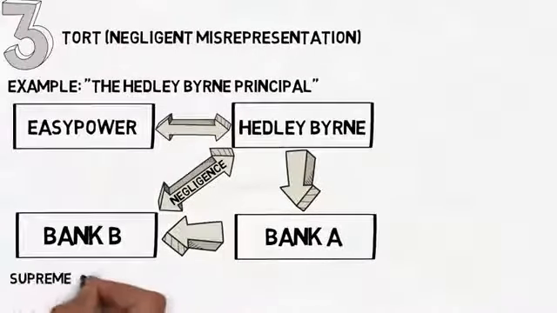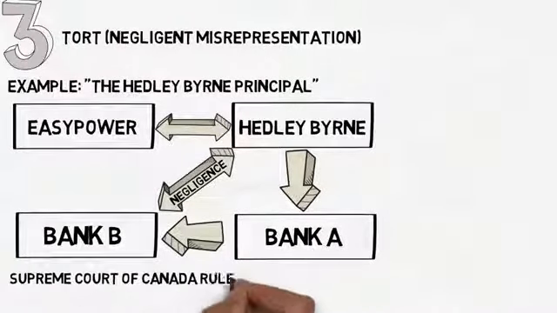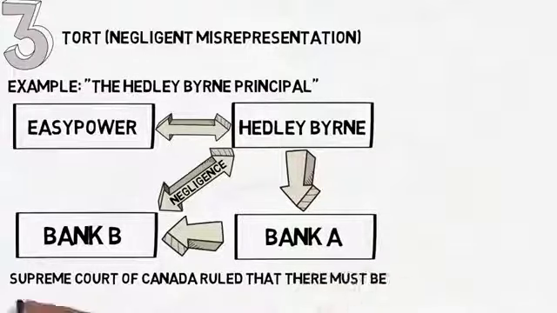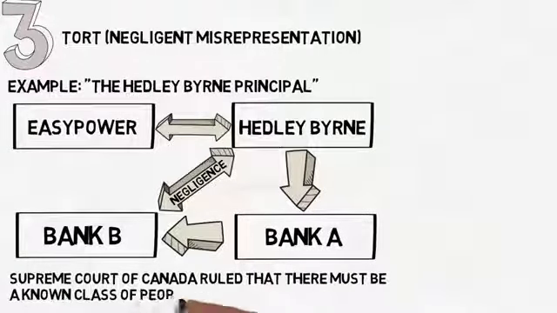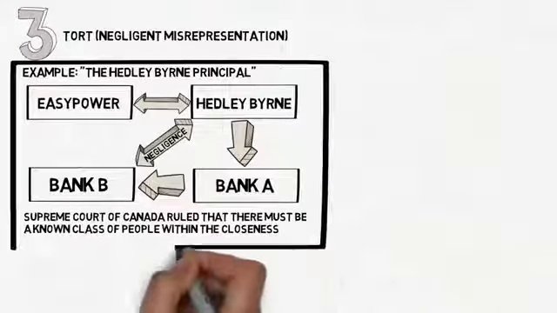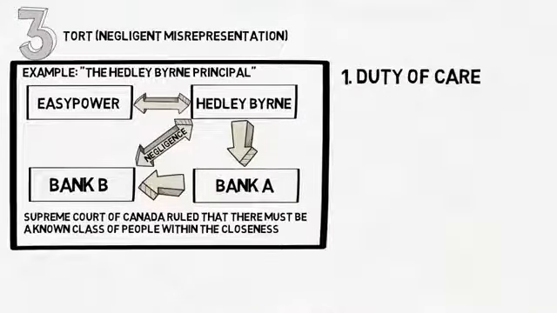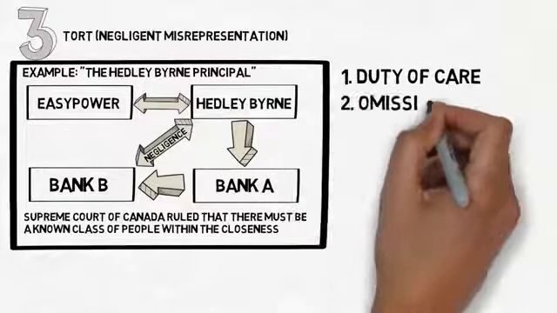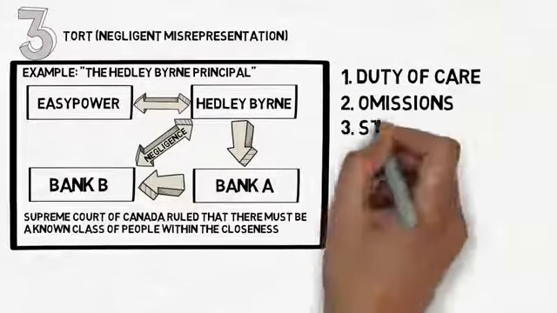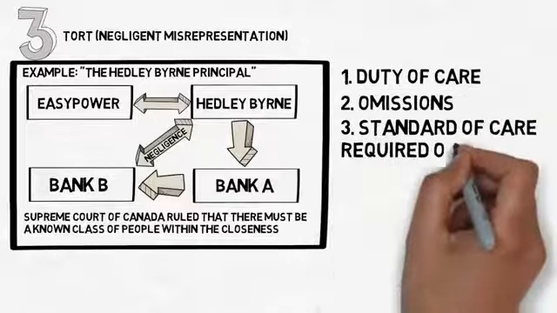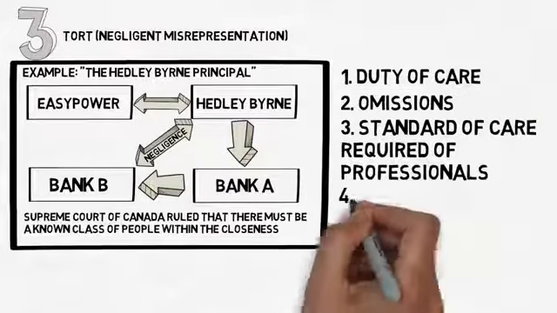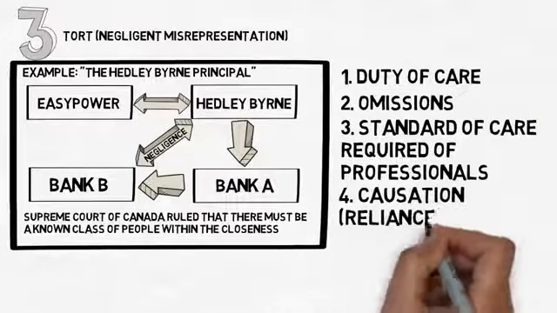The Supreme Court of Canada said that there wasn't any negligent misrepresentation because there must be a known class of people within the closeness for there to be a duty of care. And within the tort of negligent misrepresentation, you have the duty of care like we talked about, omissions, standard of care required of professionals, and causation or reliance.